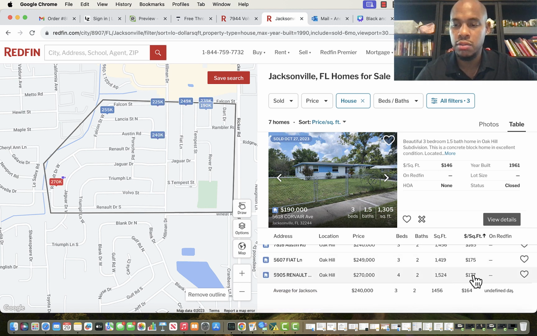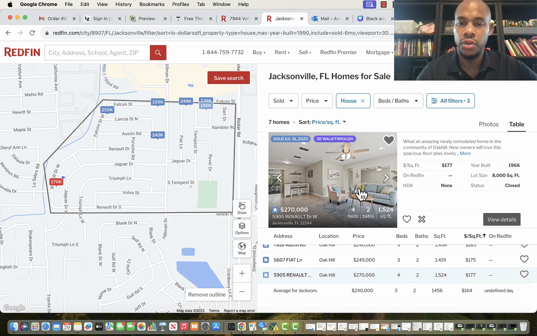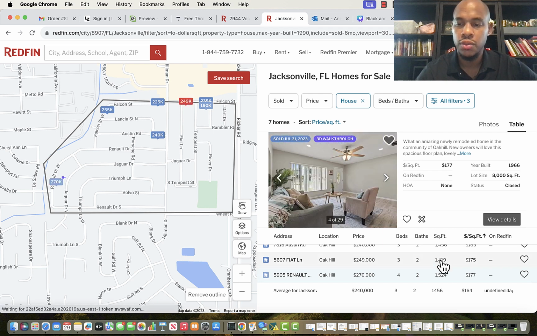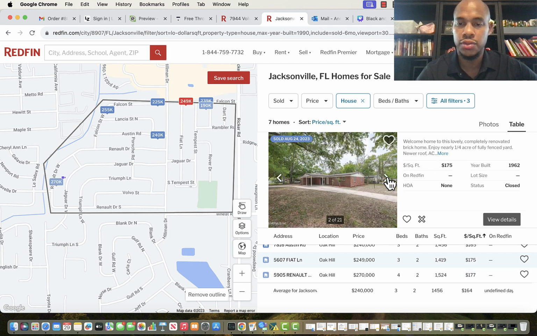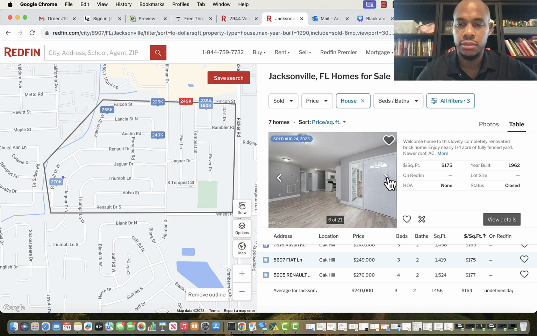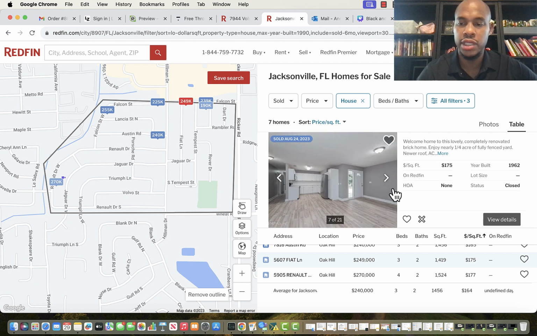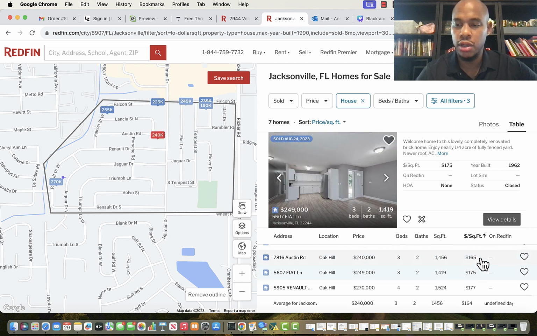This is the last one, right? So we assume that this is renovated. Let's click on it. Boom. Automatically, we see that's a renovated home. We see the next one. It's sold for the same price per square foot. So I'm assuming this is renovated. Boom. There you go. Inside's renovated. So we know our price per square foot is going to be around this area.